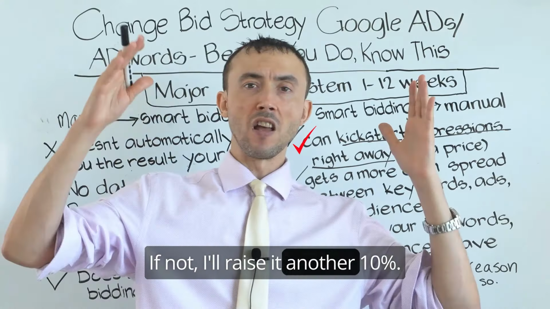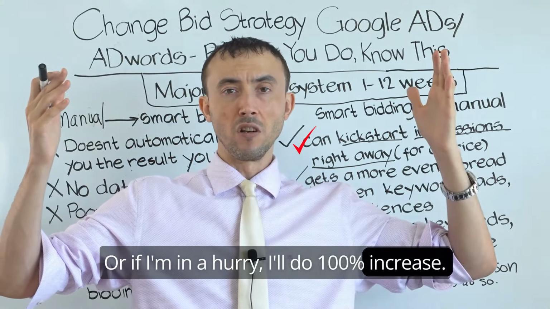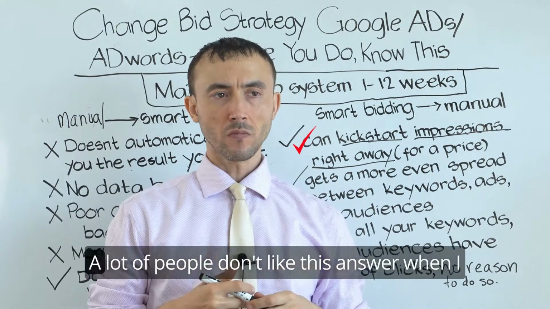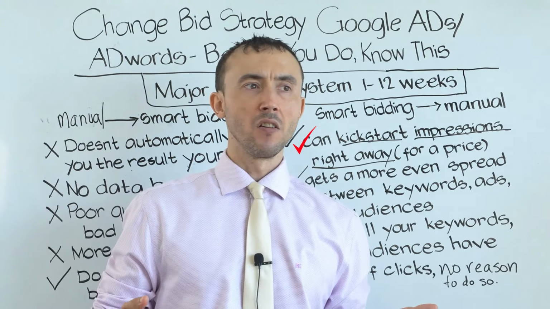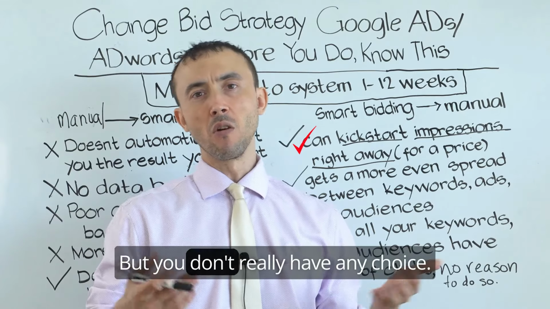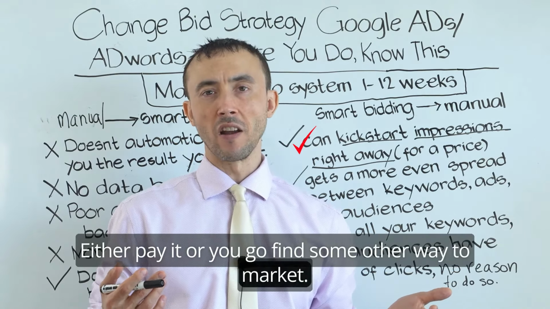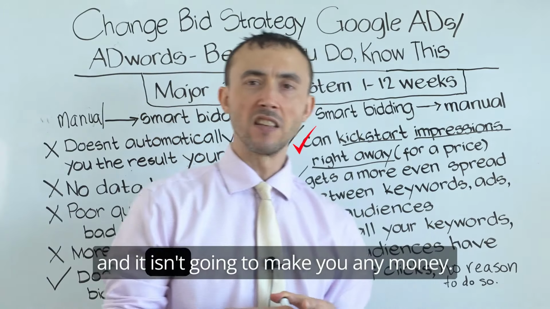If not, I'll raise it another 10%, or if I'm in a hurry, I'll do a 100% increase. If that doesn't do anything, I'll do another 100% increase. A lot of people don't like this answer when I tell it to them because they don't want to pay $50 a click in some cases, but you don't really have any choice. You either pay it or you go find some other way to market. This isn't a place where Google or anybody else cares, and it isn't going to make you any money.